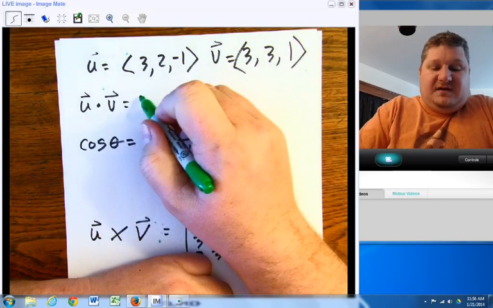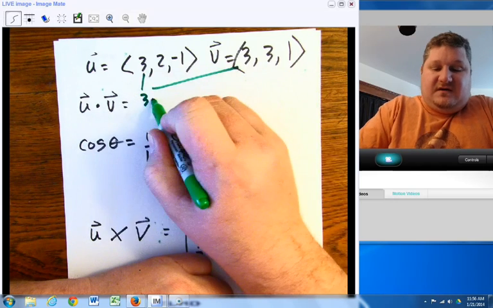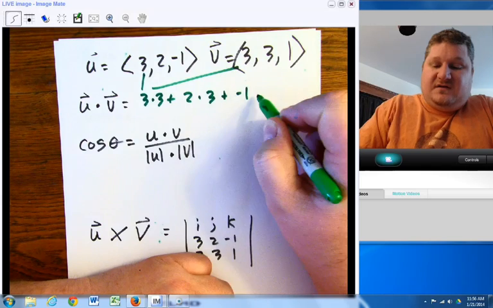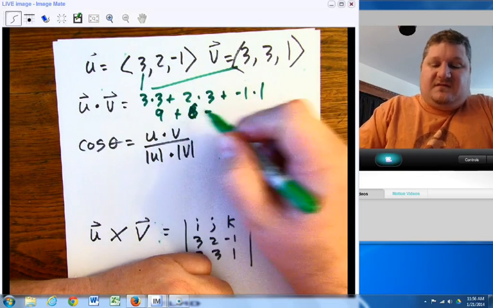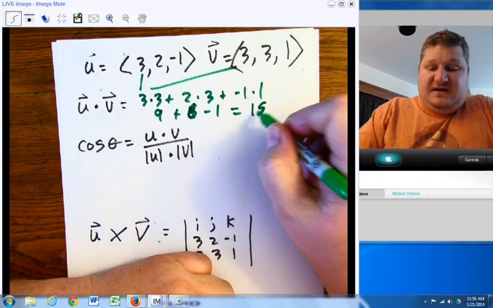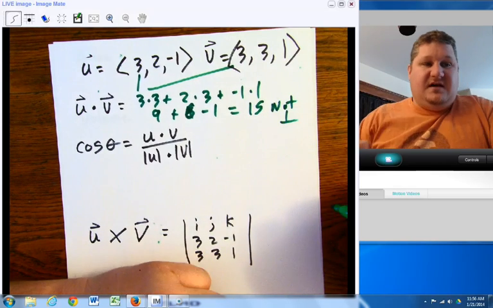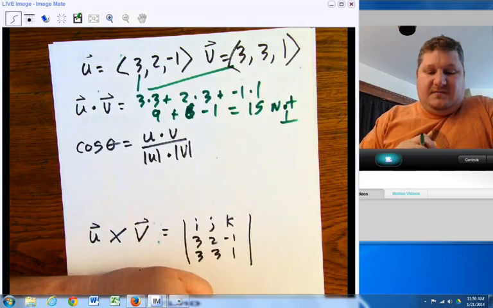So let's find out. We're going to take this times this, so we have 3 times 3 plus 2 times 3 plus -1 times 1. Come up with 9 plus 6 minus 1 equals, you got 15. They are not perpendicular. Okay, so we say fine, they're not perpendicular. Well, then what is the angle between them?